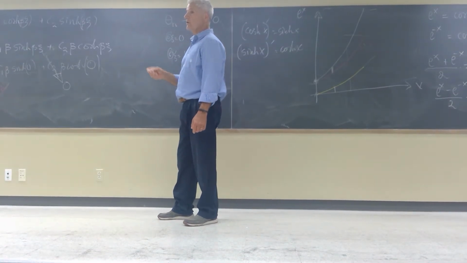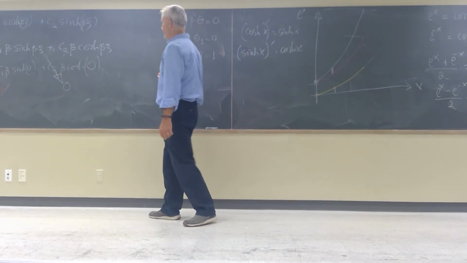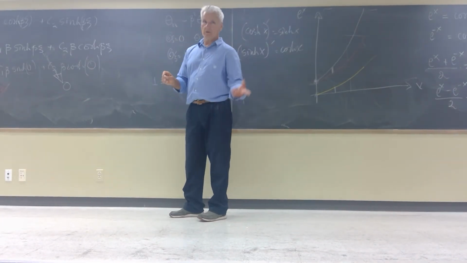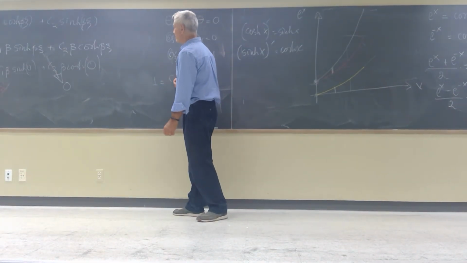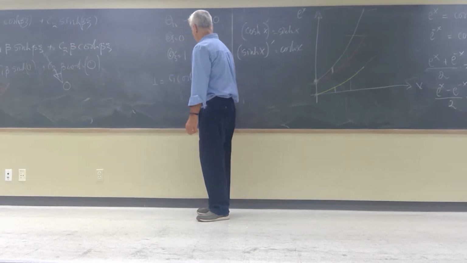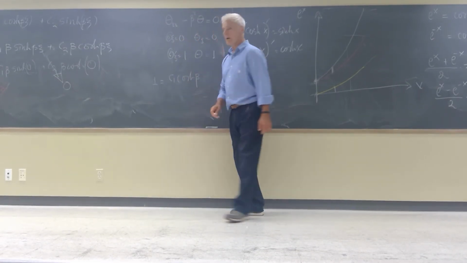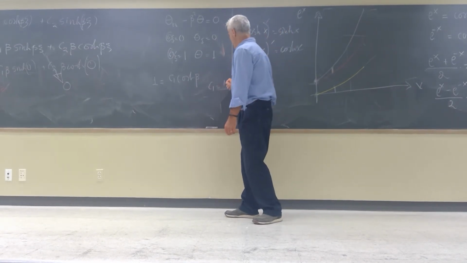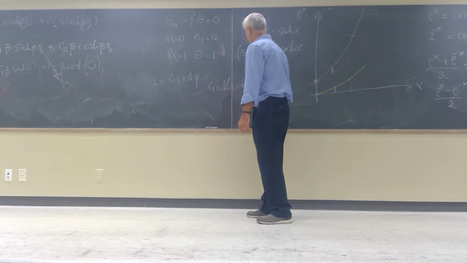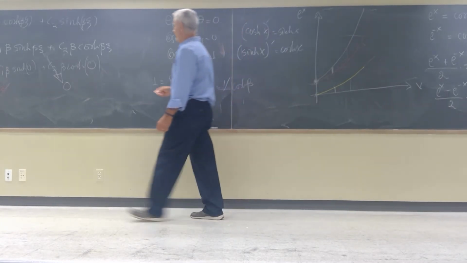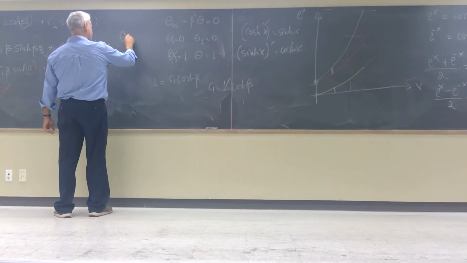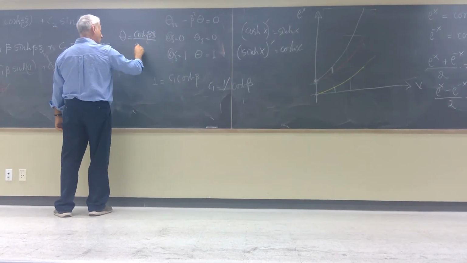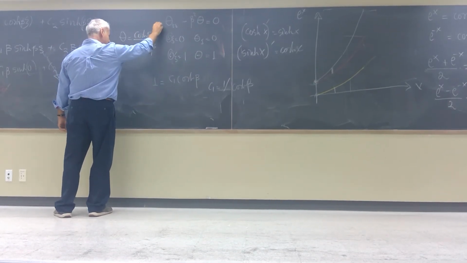And then we're going to use the other boundary condition that says theta is equal to 1 when psi is equal to 1. So we have C1 times cos of beta equals 1, or C1 is equal to 1 over cos of beta. Therefore, the answer is theta is equal to cos beta psi over cos beta.